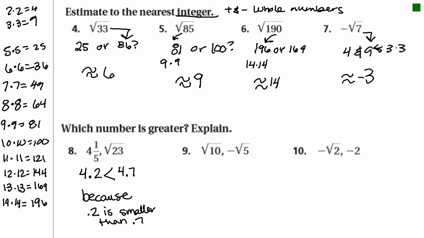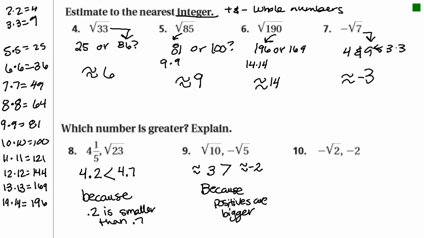All right. The square root of 10, we're going to approximate it this time. Instead of moving it to a decimal, it is approximately 3, since 3 times 3 is 9. The square root of 5 is approximately 2, since 2 times 2 is 4, so negative 2. Which one is bigger? 3, because positives are bigger.